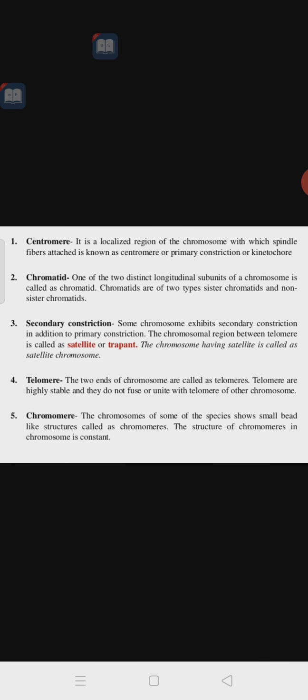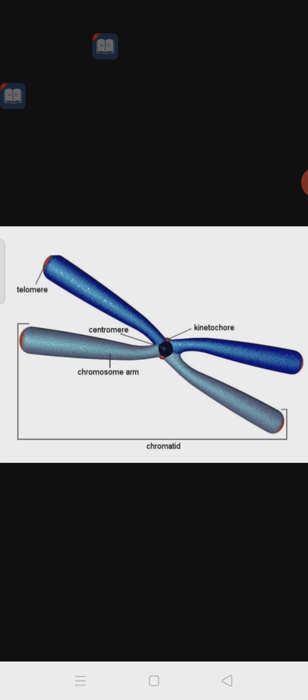Telomeres are highly stable and they do not fuse or unite with the telomeres of other chromosomes. That is what I told. It is very stable, that's why it will not fuse with the other chromosomes in the cell.